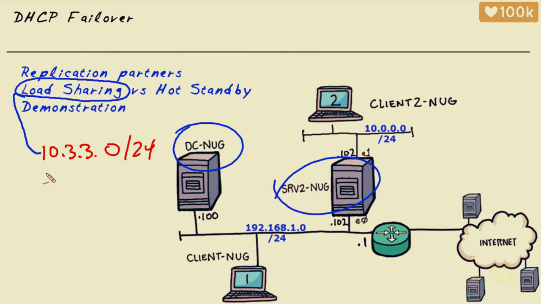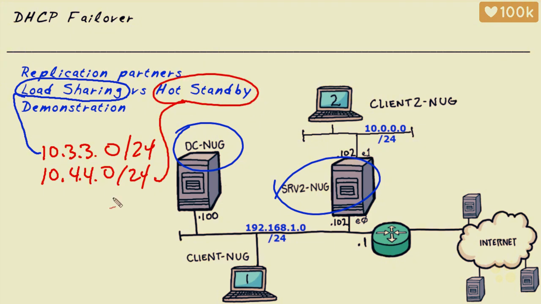And then let's create yet another scope for 10.4.4, and let's set that one up as hot standby. And what we'll do is we'll go ahead and have DC-NUG be the primary for that second scope, and we'll have Server 2 be the standby unit for that second scope. And with those plans in place, my friend, let's go to the lab.